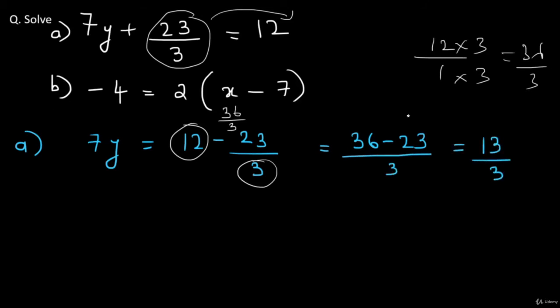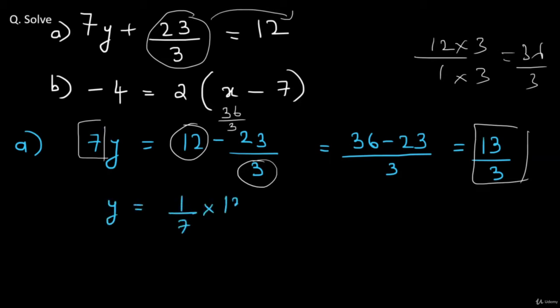Alright, so we have 7y = 13/3. Over here we have into 7, so let's take that to the right hand side. That will become divided by 7. So y = 1/7 × 13/3. That's equal to 13/21, which is the solution of this equation.